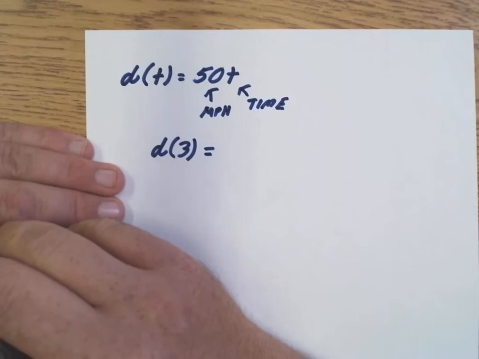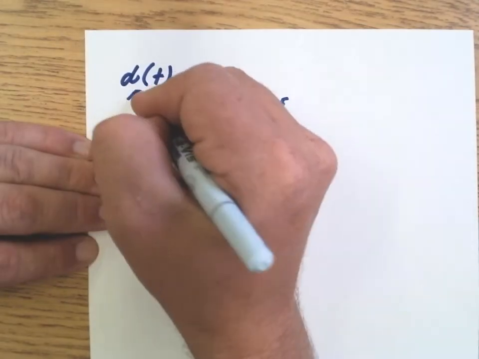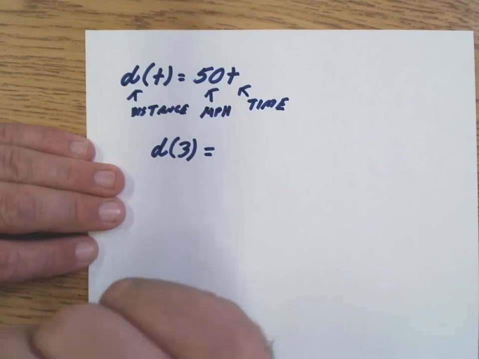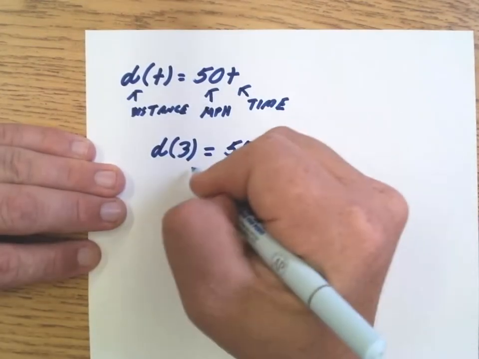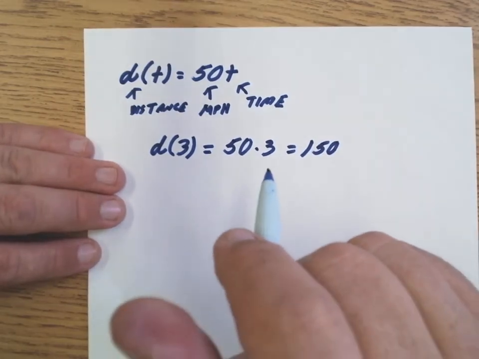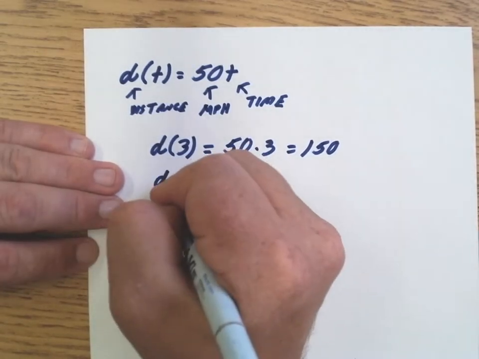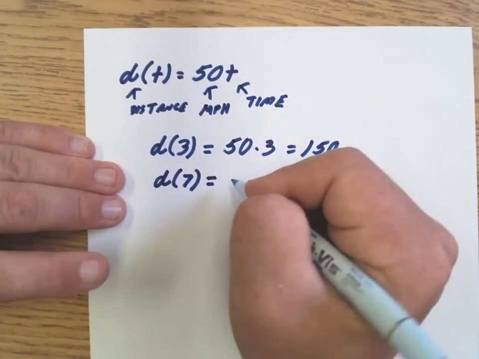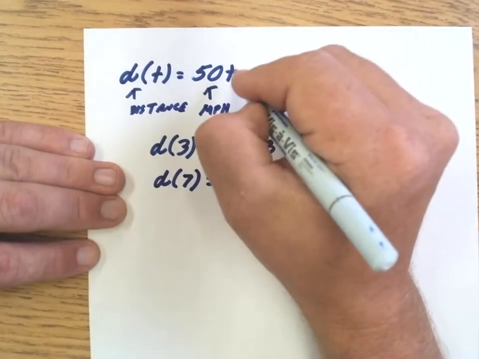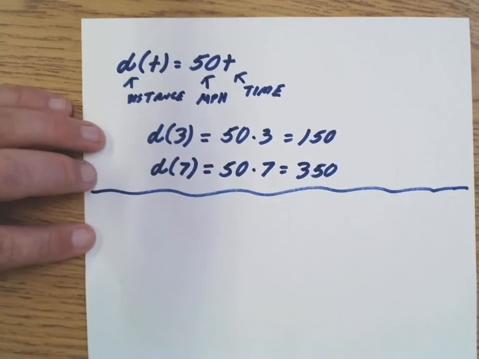How would we do that? What this means is I want to know how far I went. We'll say d is distance, because distance equals rate times time. I would put 50, and I would put the 3 in for t, and I would get 150. That tells me how many miles I would go in 3 hours at a rate of 50. Let's say I want to know how far I'd go in 7 hours. I would take 50 times 7 by putting 7 in for t, and it gives me 350. That's an application of functions right there.